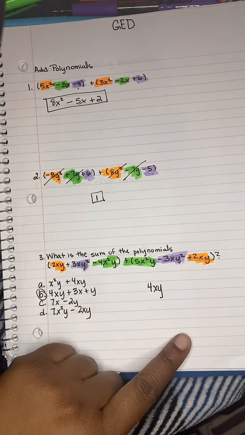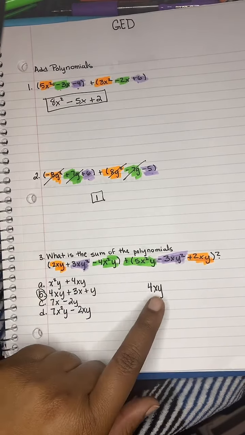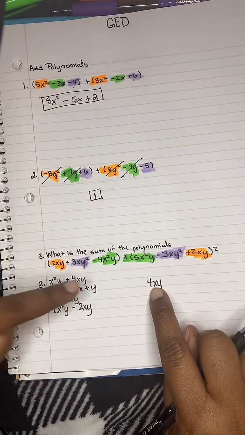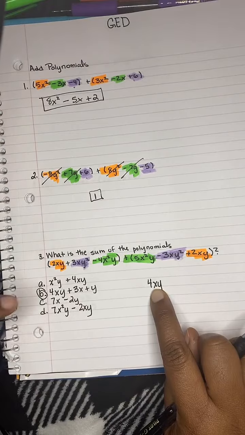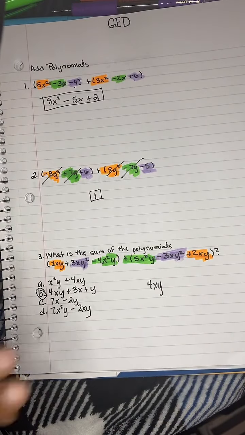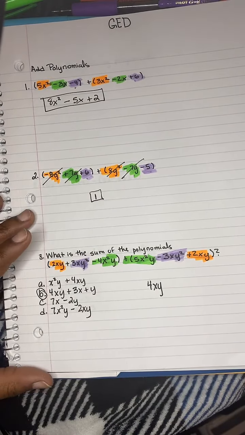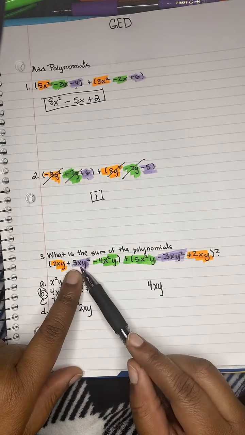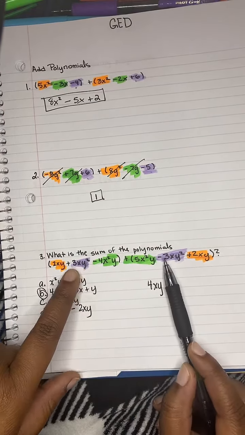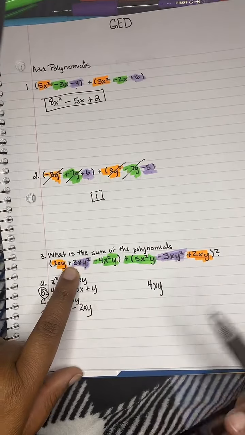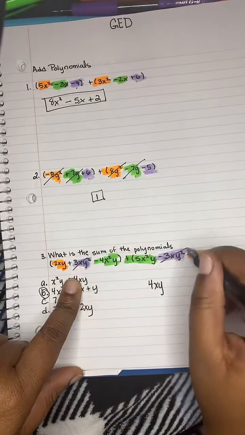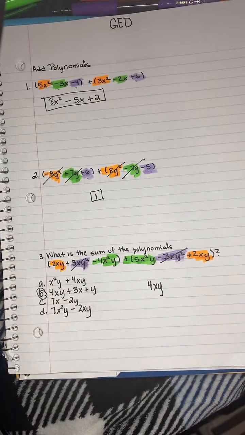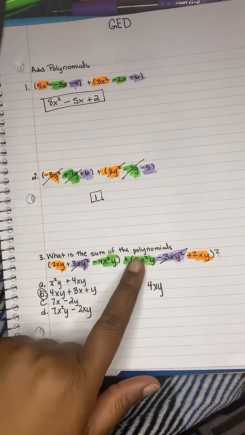So right now, I would look at my answer choices. I see my first step was 4xy. I'm going to circle B and I'm going to move on. Remember, this is a timed test. You don't have time to be solving it all the way out, right? We combine these and then we see. And you circle your answer and you move on. That's a strategy, okay?